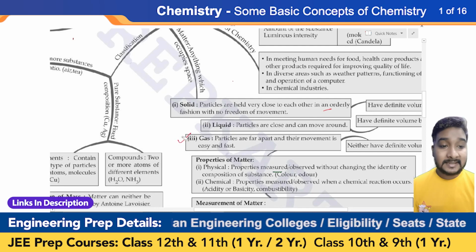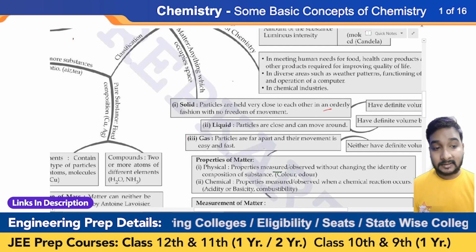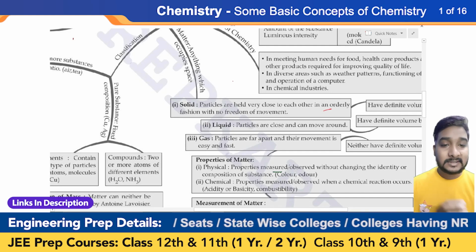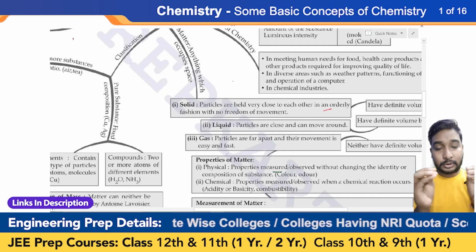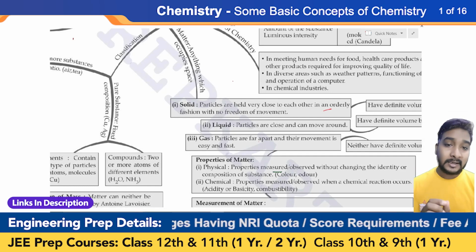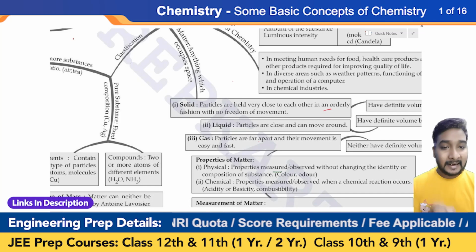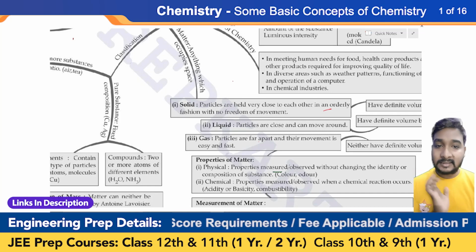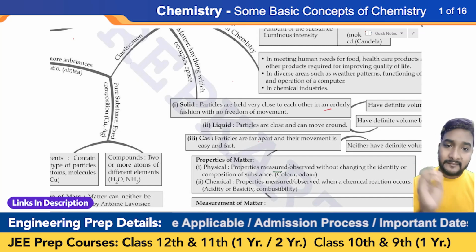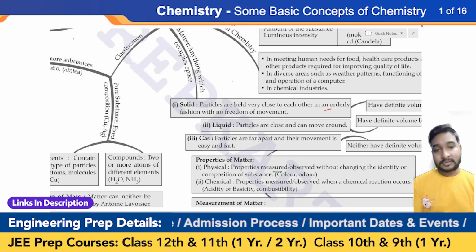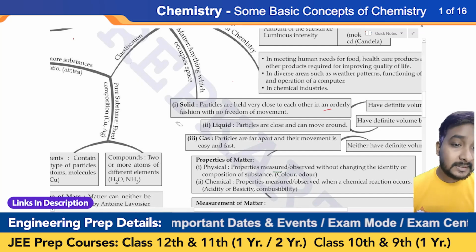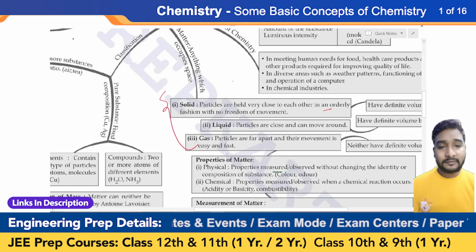If we talk about the gas, particles are far apart and their movement is easy and fast. Whenever we talk about gas, two particles of gases do not interact with each other. They will not interact with each other, and all the particles are completely random. They can move freely in the atmosphere. Your atmosphere is a very good example of gas. Every gas is present in the atmosphere, like oxygen, nitrogen, carbon dioxide, etc. Okay, so these are the very fundamental types of matter.